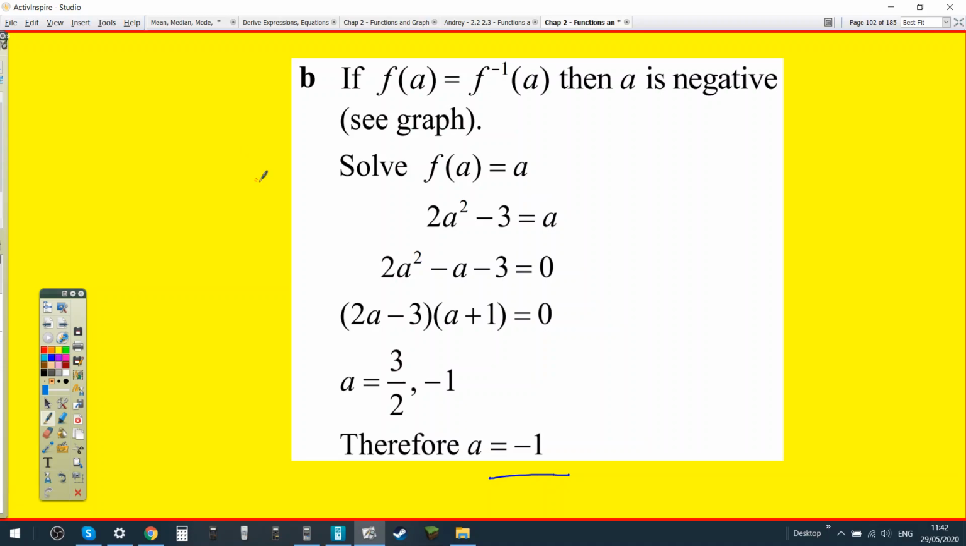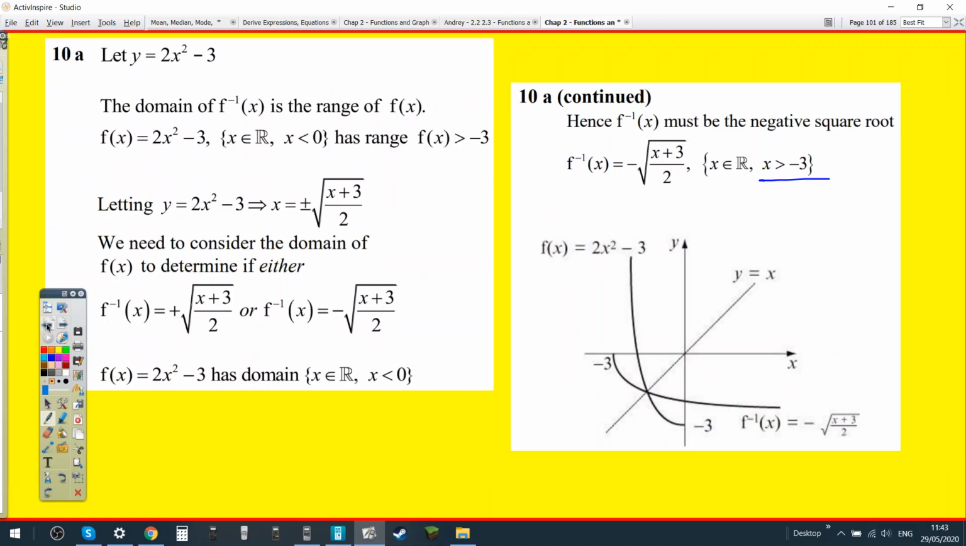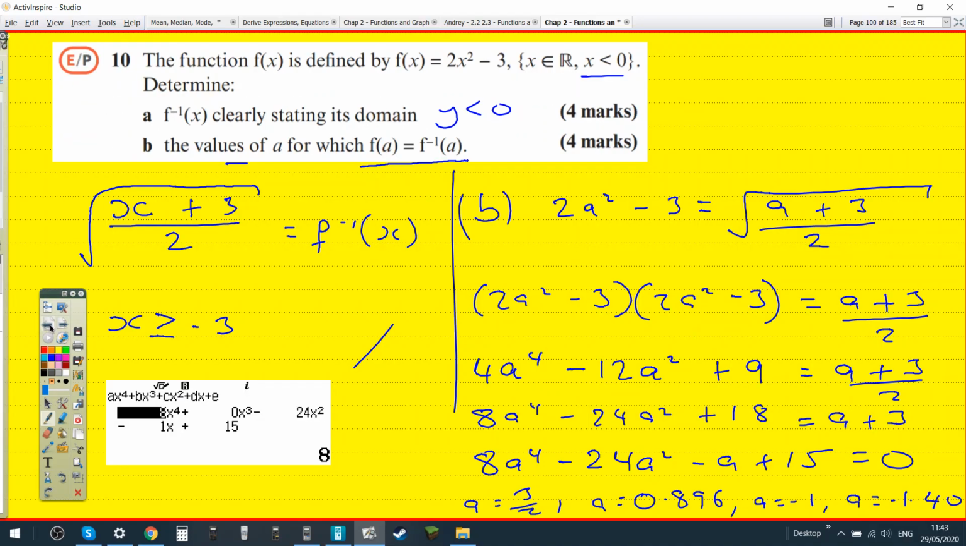They did a much simpler way. If this is the inverse, then f of a is equal to a. They showed us the composite earlier. So if the function is equal to the inverse function, then f of a is just a. f of a is 2a squared minus 3. And so 2a squared minus 3 is equal to a. So you just solve that. And so you only get two possible answers. How can we know this? f of a equals f inverse of a.